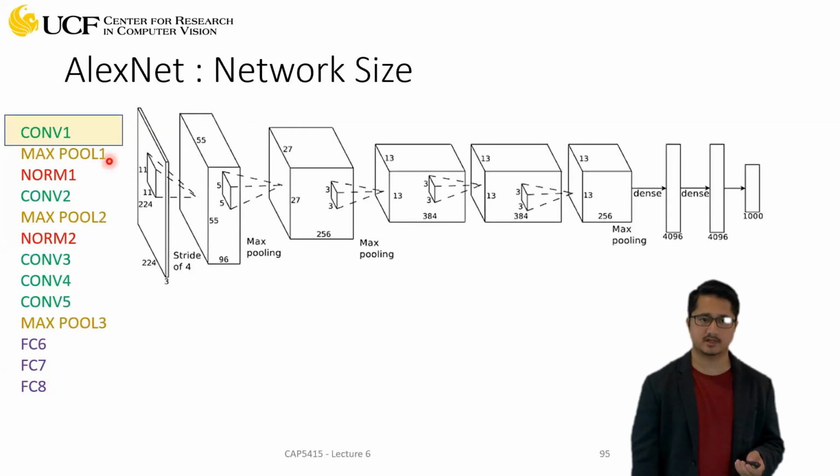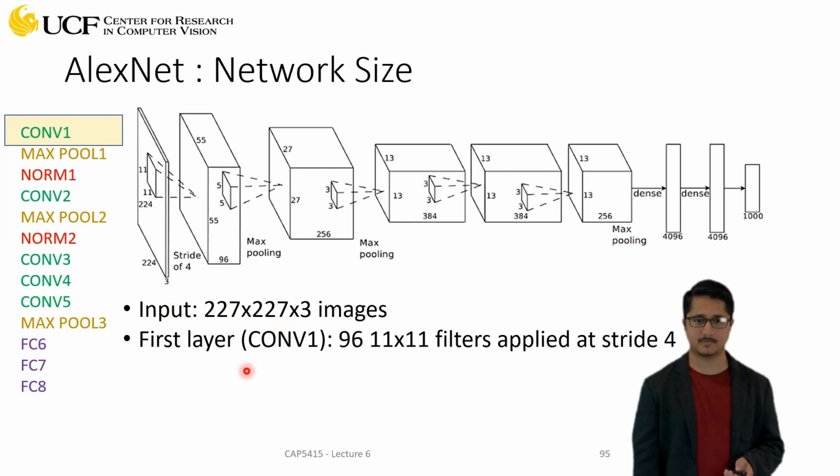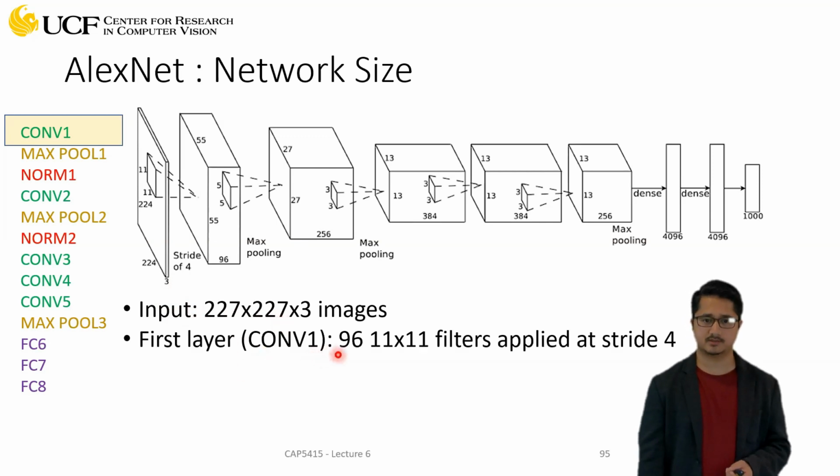Now let's try to understand what exactly this conv1 layer is. Okay, so input we know it's 227 by 3. The first convolution layer has 96 different kernels, right? And each of these kernels has a shape of 11 cross 11. So that's indicated here. And these filters will be applied at a stride of 4.